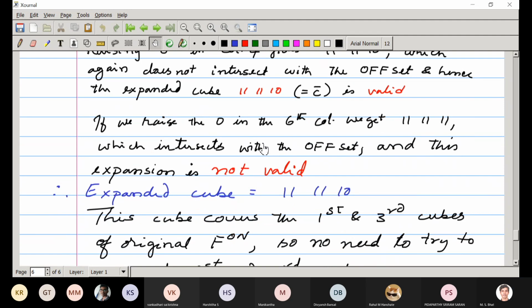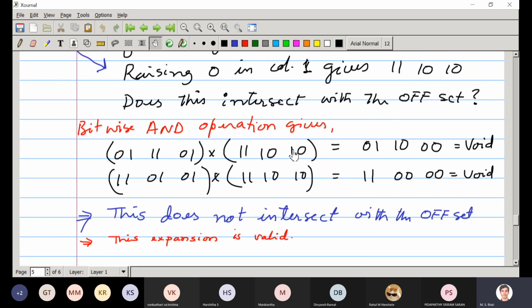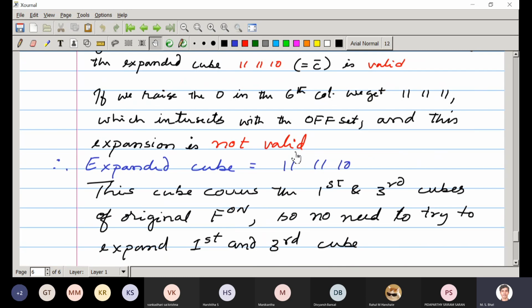Now, finally, if you raise the 0 in the sixth column, that is this column, we get 1, 1, 1, 1, 1, 1, which obviously intersects with the offset. And this expansion is therefore not valid. So when we raise this to 1, 1 as well as this to 1, 1, the C bar to 1, 1, then this will intersect with this offset. So therefore that expansion is not valid. Okay. So therefore the expanded cube, that is 0, 1, 1, 0, 1, 0, that is A, B bar, C bar, is expanded to just C bar.